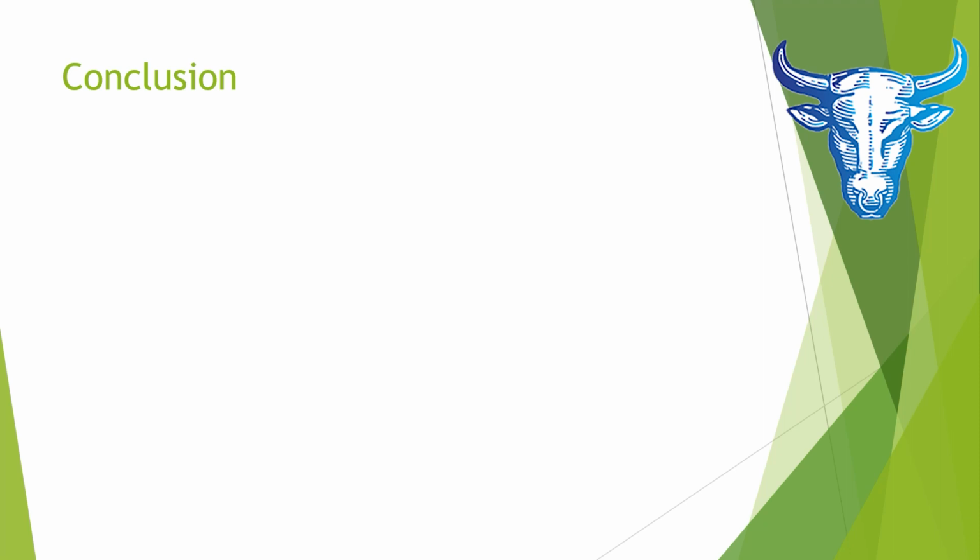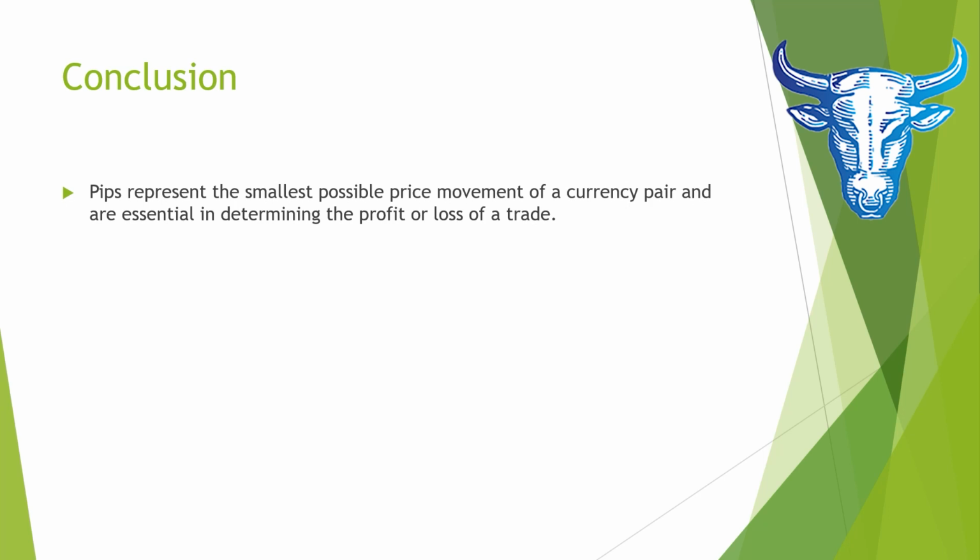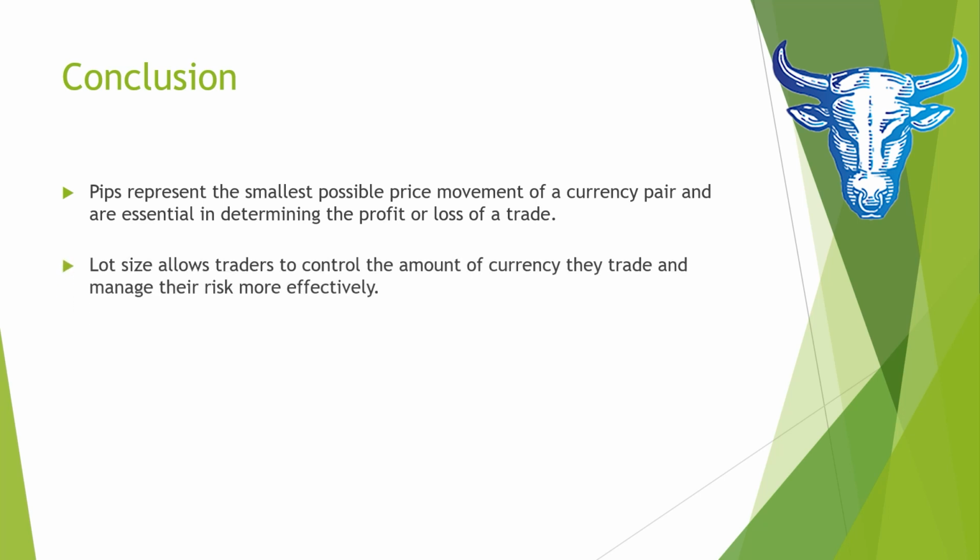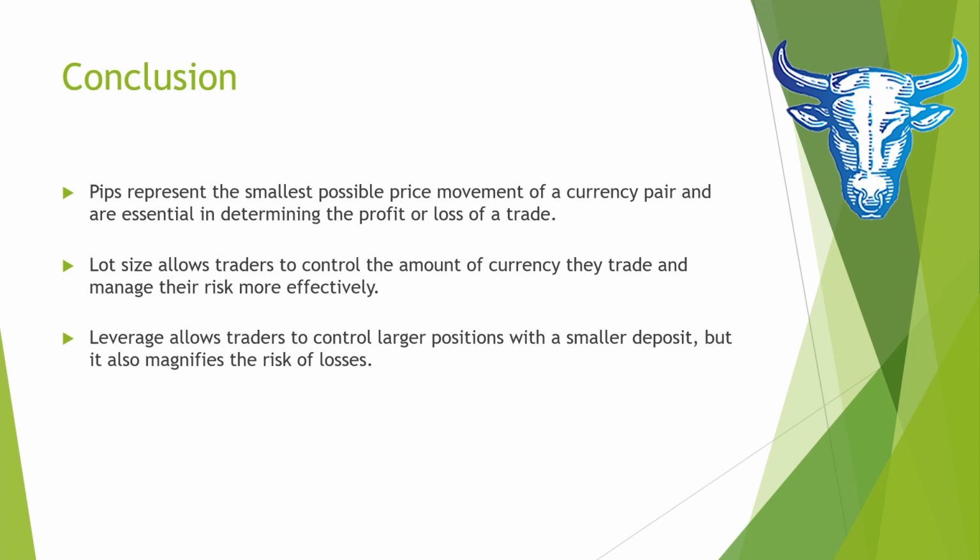To become a successful Forex trader, it's important to have a solid understanding of the key concepts such as pips, lot sizes, spread, leverage, and margin. Pips represent the smallest possible price movement of the currency pair and are essential in determining the profit or loss of the trade. Lot size allows traders to control the amount of currency they trade and manage their risk more efficiently. Leverage allows traders to control larger positions with a smaller deposit, but it also magnifies the risk of losses.